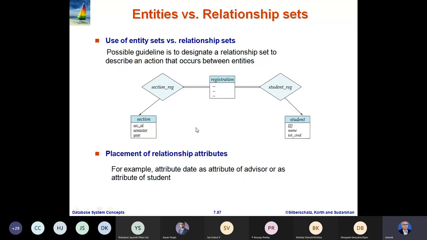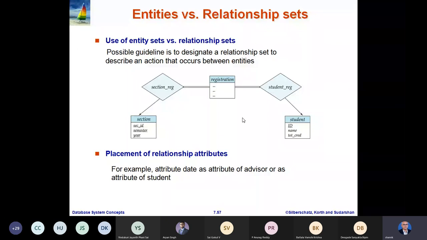Now, whether something will be part of an entity or part of a relationship. Say we have a student and a course, let us assume this. I'll give you another simple example. If we have student and course, and we say student registers for a course, then student is an entity which has attributes like roll number, name, etc., and course is an entity which has attributes like course ID, number of credits, course name, and so on.